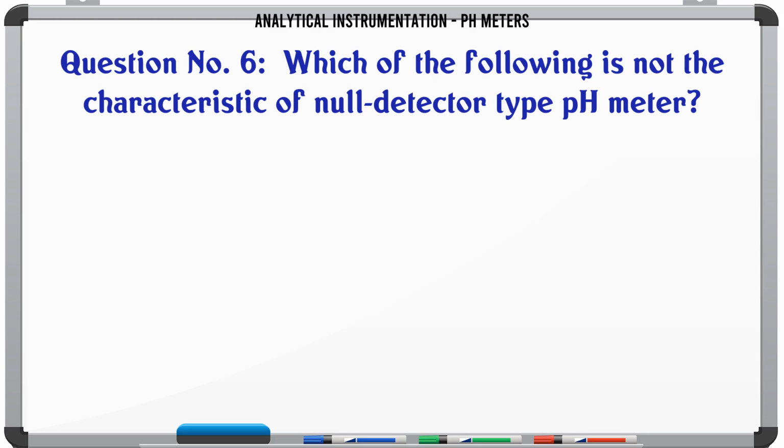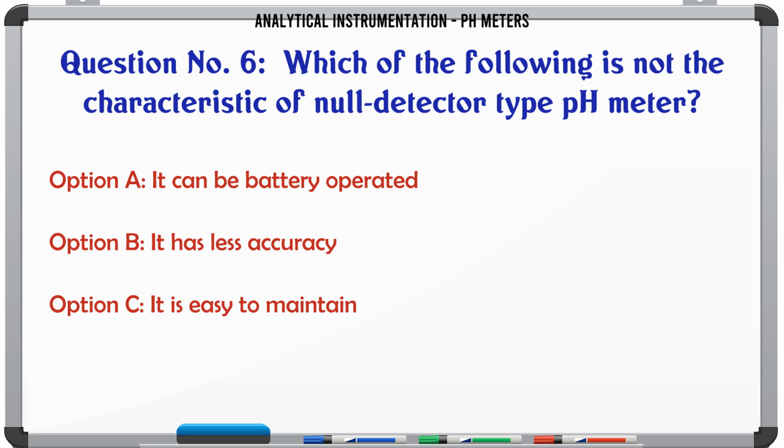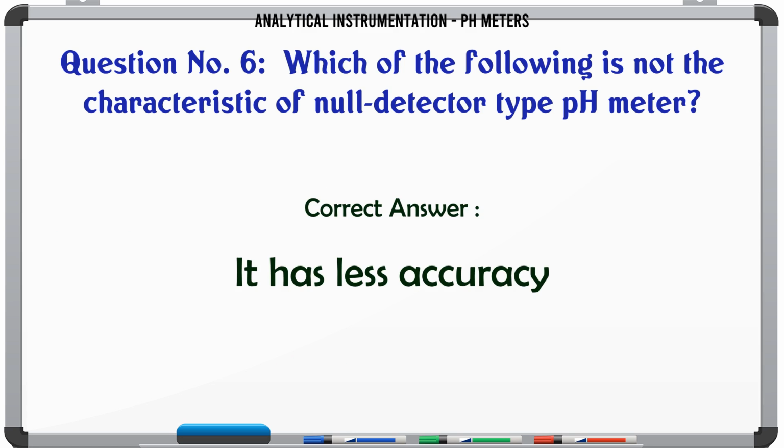Which of the following is not the characteristic of null detector type pH meter? A. It can be battery operated. B. It has less accuracy. C. It is easy to maintain. D. Its electronic circuits are simple. The correct answer is it has less accuracy.